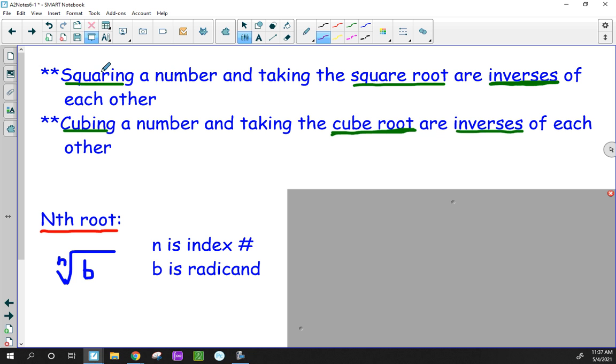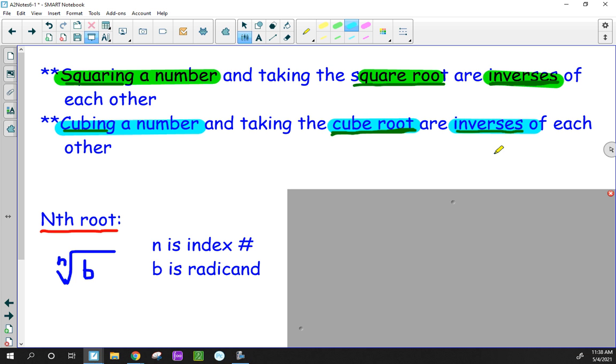Squaring a number, raising a number to the second power, and then taking the square root of that are inverses of each other. And again, that means that they're opposites. Squaring a number and then taking the square root are inverses. Cubing a number, raising it to the third power, and then taking the cube root are inverses of each other.